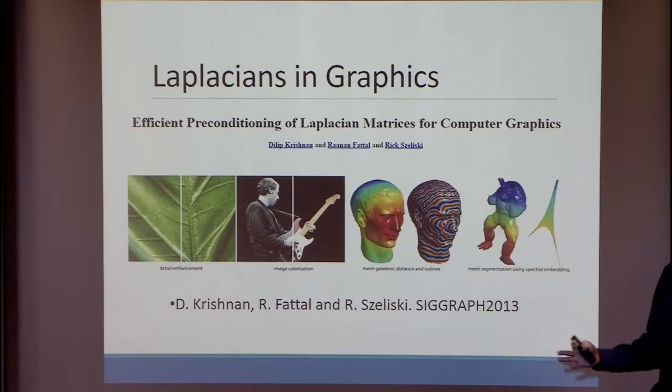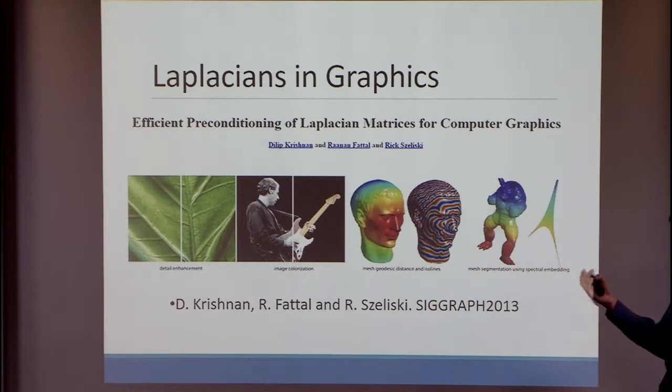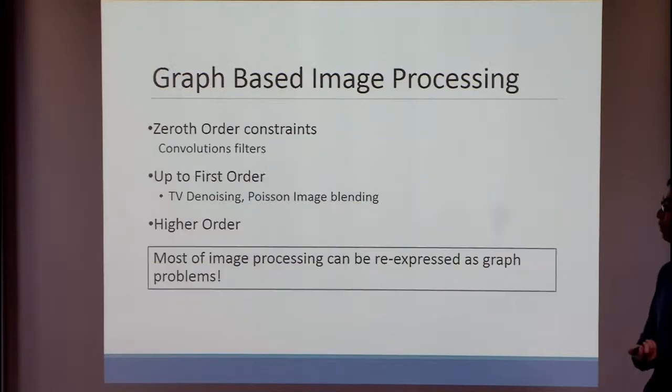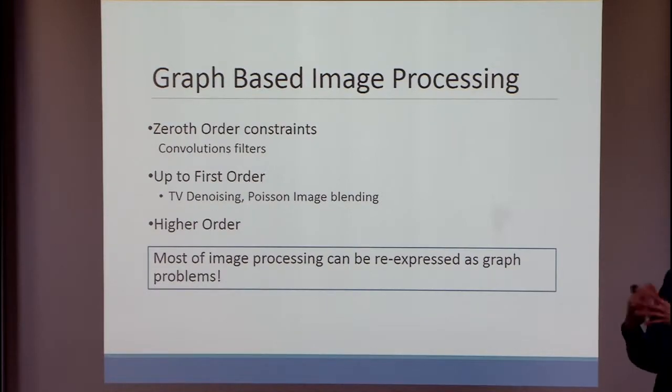you see there are a lot of papers coming out where they talk about solving graphical systems, graphs that mimic a certain computer graphics problem. So I claim that all of your traditional image processing actually falls into two classes of problems. They are either zero order constraints on the image itself, meaning we fix the vertex values. With that, you actually get convolution filters and a bunch of filters.